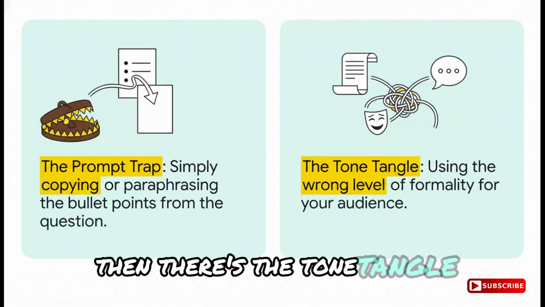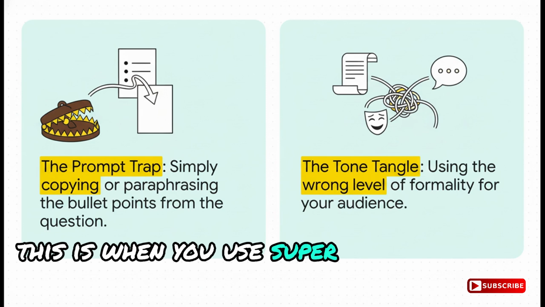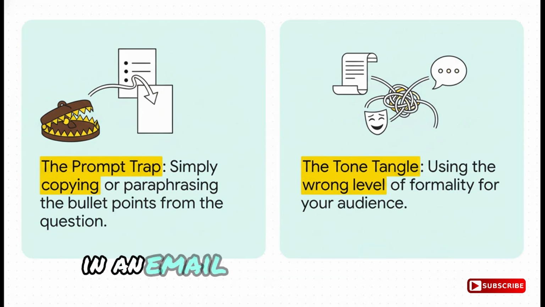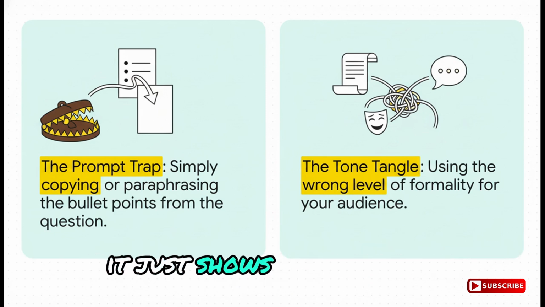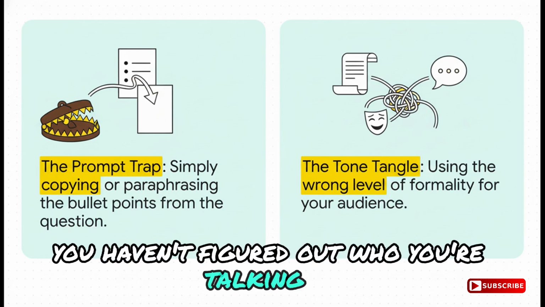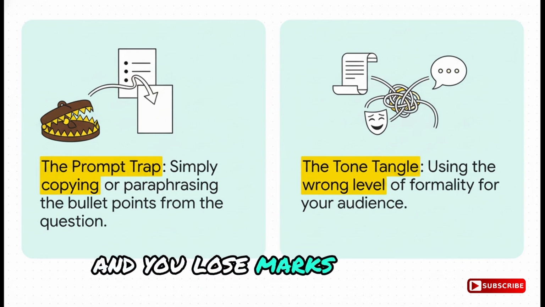Then there's the tone tangle. This is when you use super formal words like moreover in an email to your best friend. It just shows the examiner you haven't figured out who you're talking to, and you lose marks instantly.